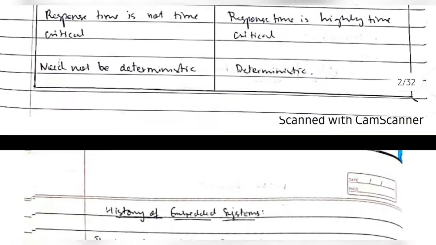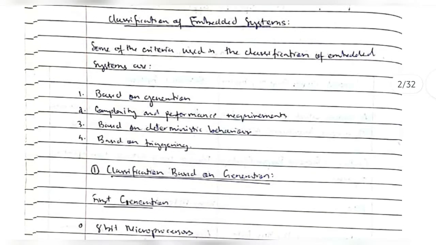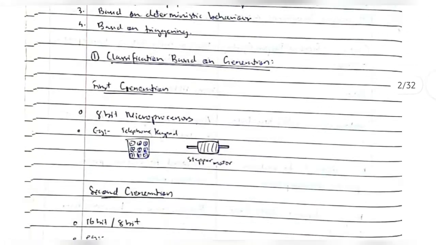And moving on to the next topic: what are the classifications? There are four types. The first one is based on generation, the second is based on complexity and performance, the third is based on deterministic behavior, and the last one is based on triggering. Let's discuss each one by one.